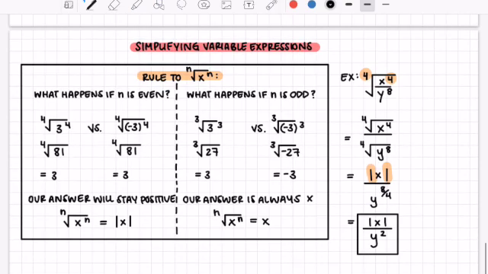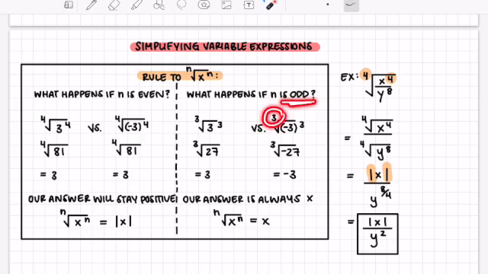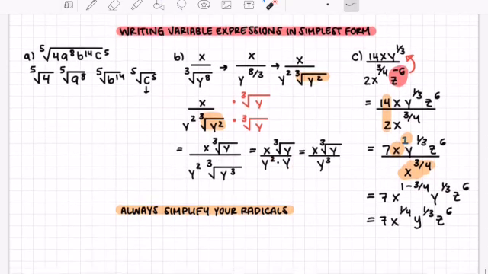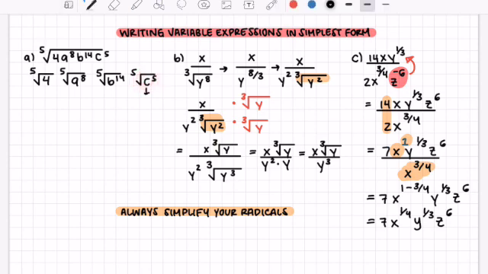Based off of our rule over here, where if your index is odd and it's the same as your exponent, then we know that this should equal whatever your x value is. And in this case, my x value is c. So automatically I know this is going to just equal c. So I'll leave that down here.